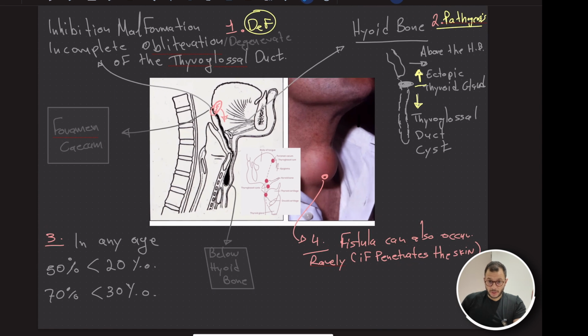Another thing to talk about here is that this cyst can be seen at any age. Usually, 50% of the cases present when the patient is 20 years old or younger, or if you would like to see it in another way, 70% of the patients present to us by the age of 30 years old. Now, if this small cyst penetrates the skin, it will create a fistula, and this fistula can occur, but is a rare occasion.